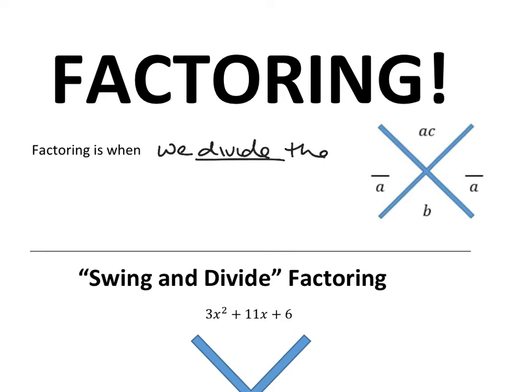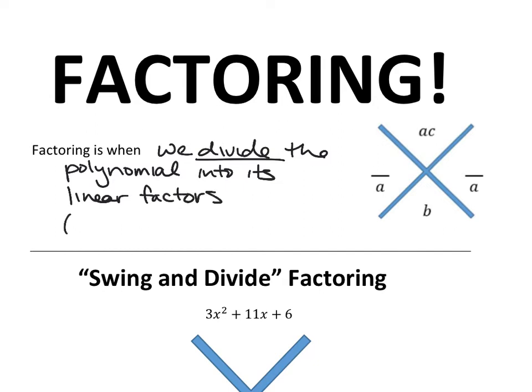So when we divide the polynomial into its linear factors, this is basically reverse double distribution or reverse multiplication, because it's division. Now, factoring is a very specific type of division for polynomials, and the way that we're going to learn how to factor or divide these polynomials into their two factors is what's called the swing and divide method.